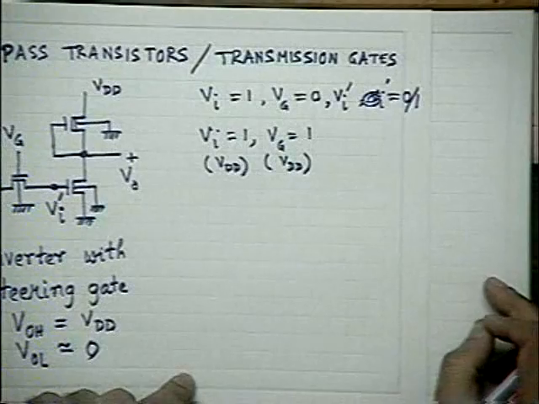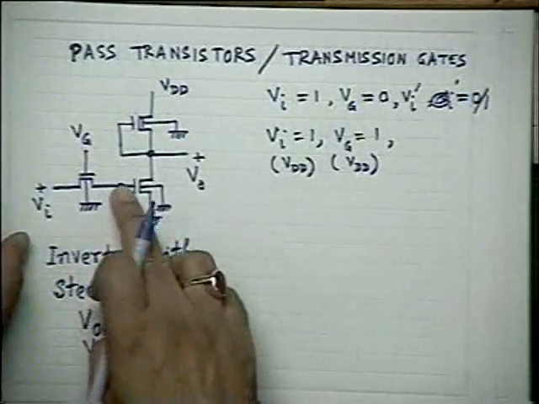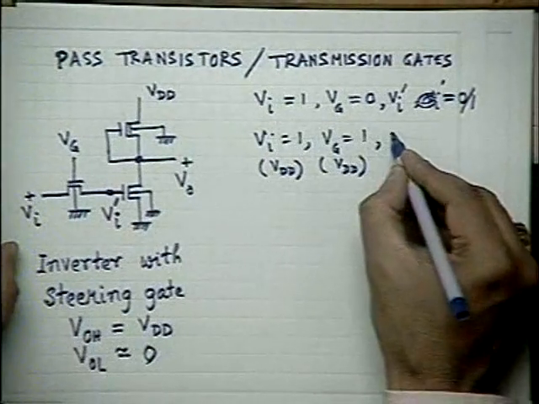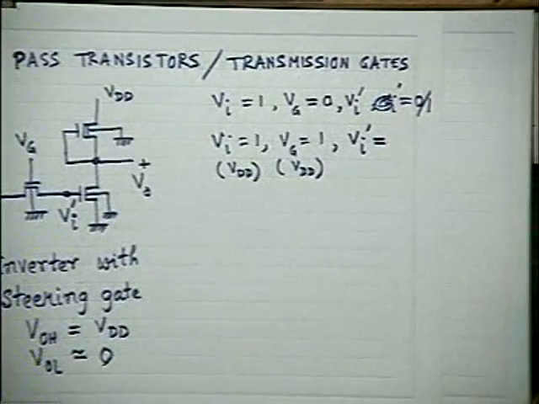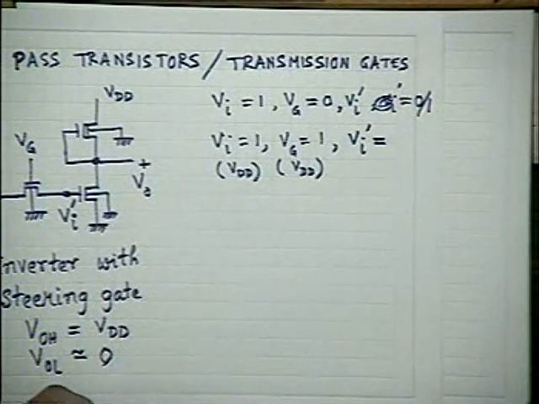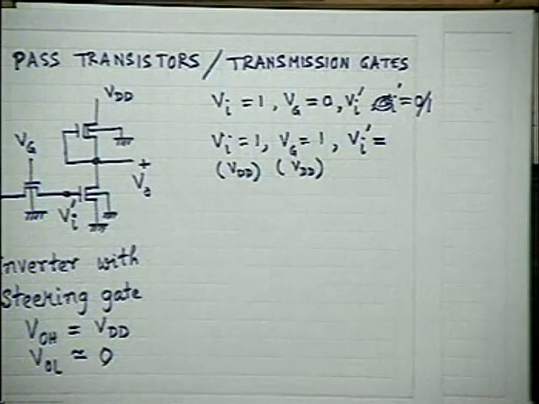Vi is 1, Vg is also 1. In that case, whatever may be the earlier state, this will go to what? That is the question now. It will become 1, but what will be the level? This is the question now. Will it be VDD or different from that? If it was VDD, it is most desirable.